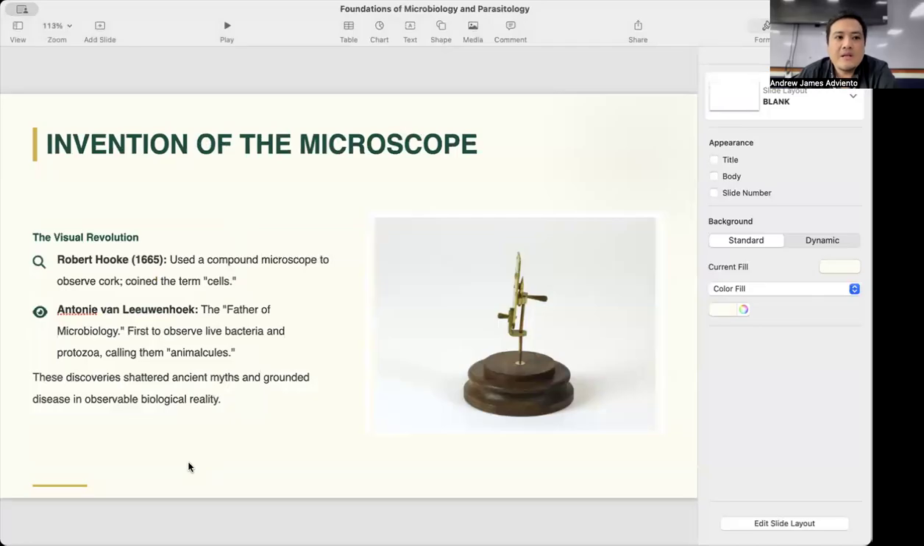And then here comes the invention of the microscope. The invention of this marked the major turning point of how we view microorganisms. Robert Hooke observed cells, while Antoine Leeuwenhoek was the first to see living microorganisms. For the first time, scientists realized that tiny living organisms existed and could be linked to disease.